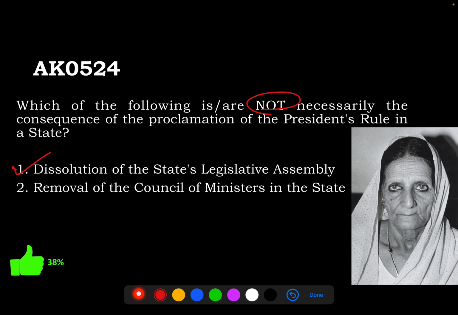The only thing that is guaranteed to happen is suspension. Dissolution may happen with the approval. Anyway, and that's Shah Bano Begum, a very important case. Please make sure you know that.